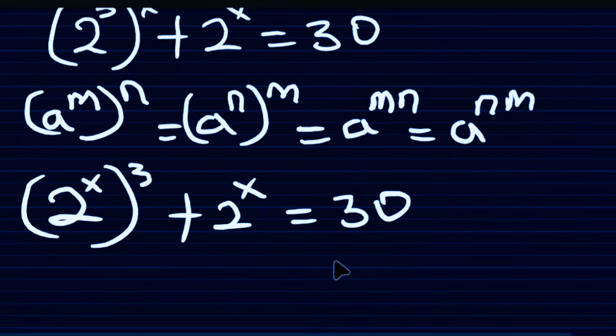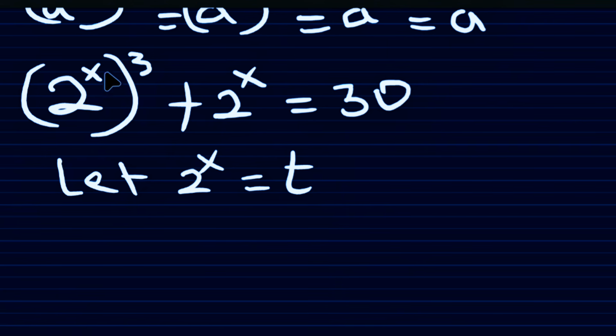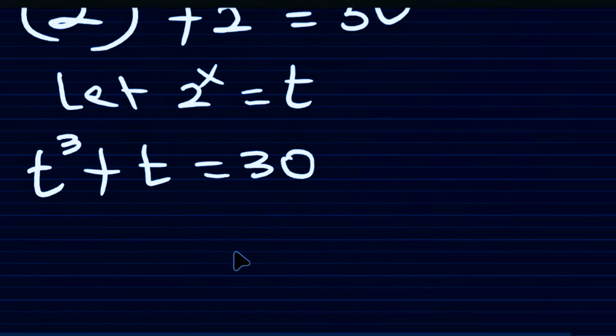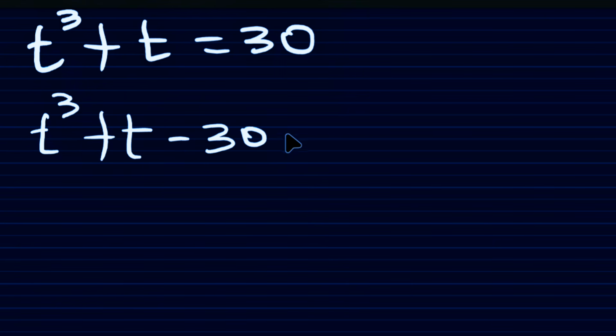Now the next thing we are going to do is to let 2^x be equal to t. Since we have 2^x here and 2^x here, let's equate it to t. So we are going to substitute t whenever we see 2^x. The first thing we are going to do is to write t^3 + t, and this equals 30. In our next step, we are going to equate everything to 0. So we have t^3 + t - 30 = 0.